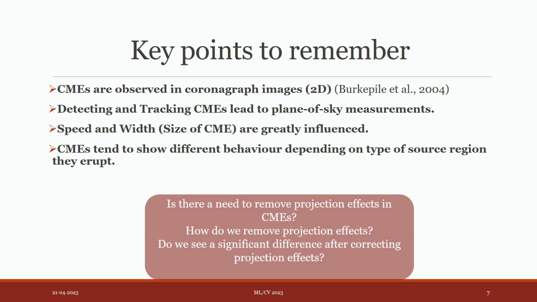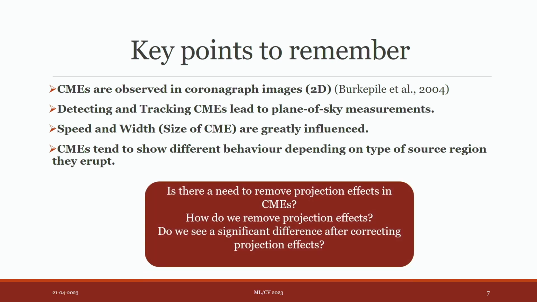Right. So the main questions are: is there a need to remove projection effects in CMEs? We know the answer, yes. How do we remove projection effects? We know the answer to that too. We have multi-viewpoint observations, and people are doing 3D detection methods to remove these projection effects. But the important question here is, do we see a significant difference after correcting projection effects?